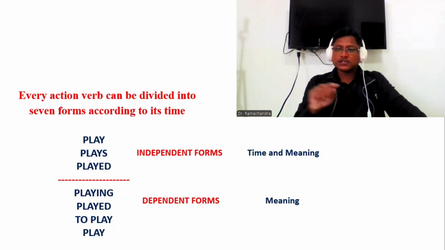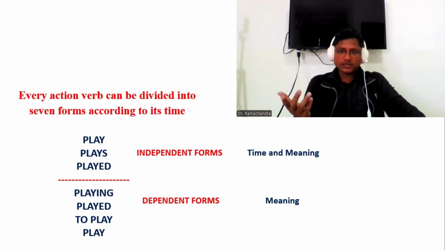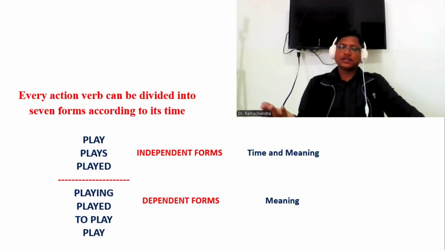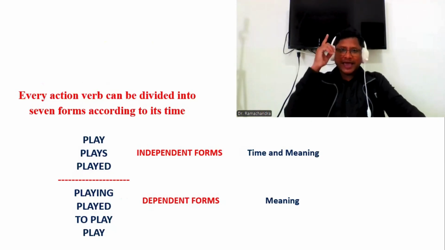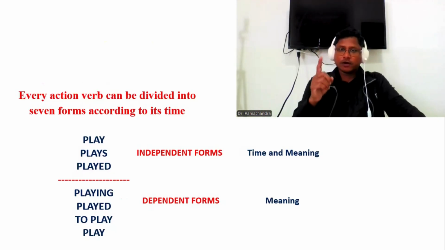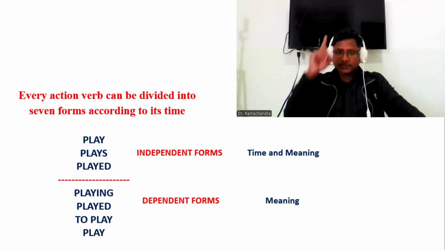To teach and teach. Learn, learns, learnt, learning, learnt, to learn, learn. Like this. See, sees, saw, seeing, seen, to see and see. So every action verb can be divided into 7 forms according to time, not 3, not 5, 7.